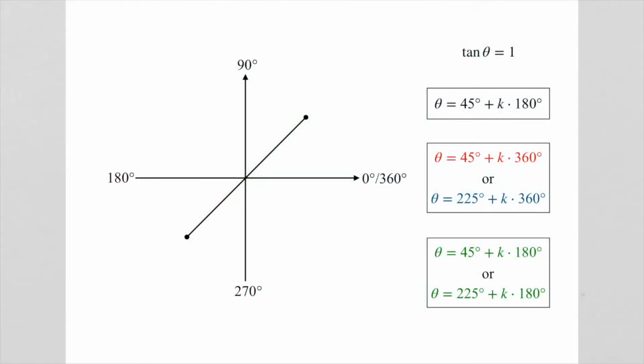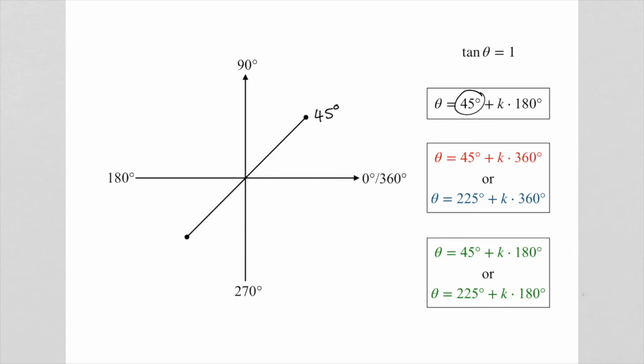So I want to show you that the solution 45 plus k times 180 gives exactly the same final angles as 45 plus k times 360 or 225 plus k times 360. Let's start with 45 plus k times 180 and see what angles we get from that. The first angle is the 45 degrees itself, and that is, of course, in the first quadrant.